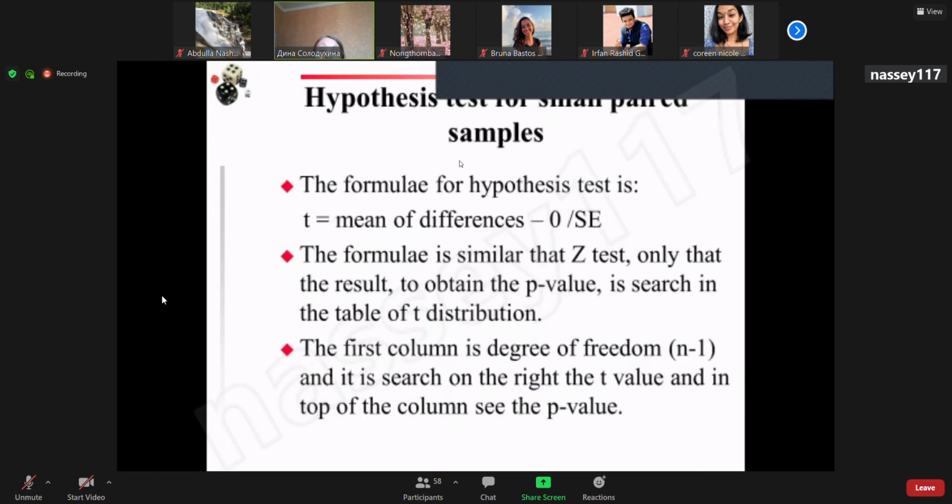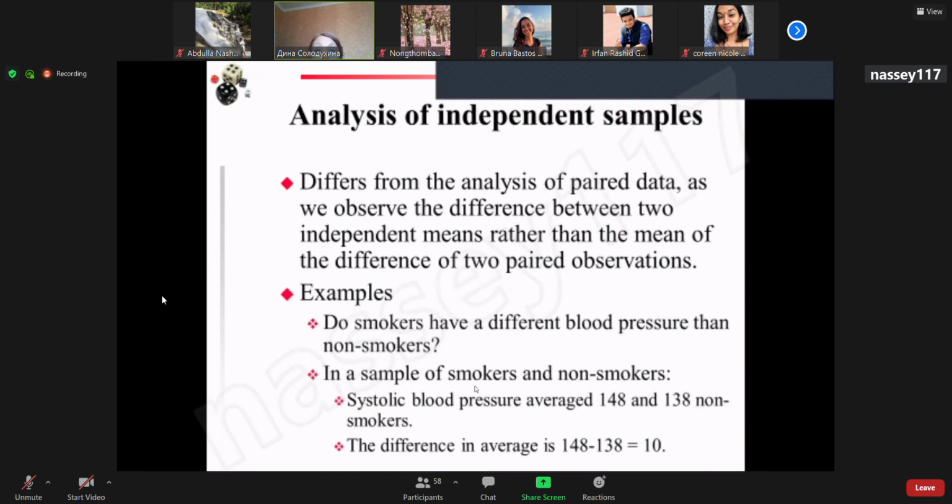So we will calculate the difference between parameters and then divide by the standard error of the difference. We also use degrees of freedom to find our statistical critical value. Let's say, for example, we ask: do smokers have a different blood pressure from non-smokers?